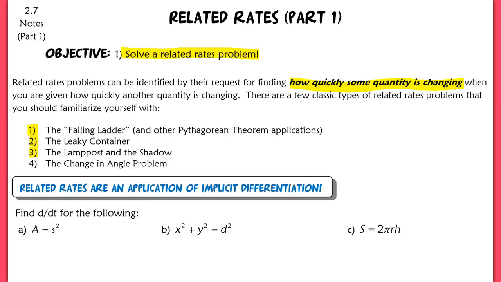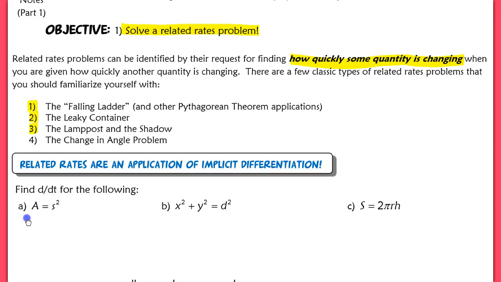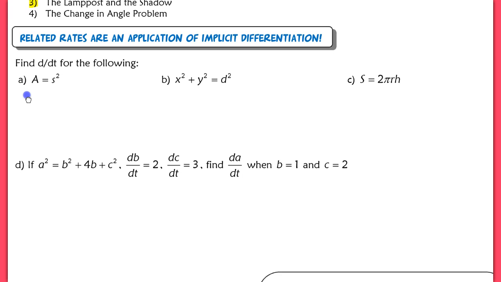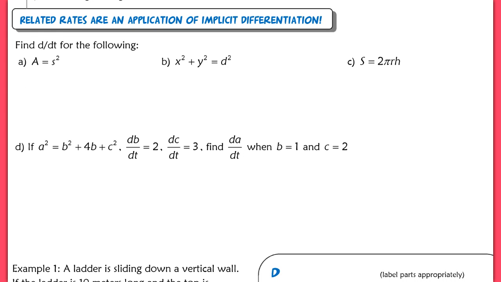Okay, so let's talk about how related rates are really just an application of implicit differentiation. We're going to begin by trying to differentiate the following equations with respect to time. So we're going to find the derivative with respect to time for each of these equations. Let's take a look at our first example.